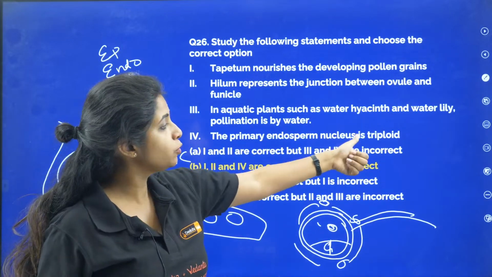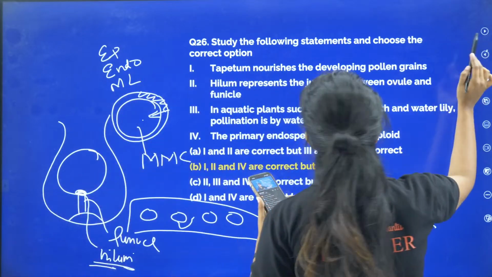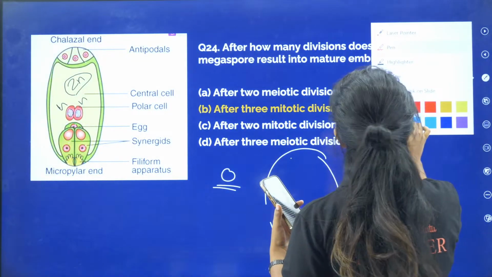Now, the primary endosperm nucleus is triploid. Do you think it is triploid? Primary endosperm nucleus, how do you get? My dear children, listen to me carefully. This is double fertilization. What happens over here?